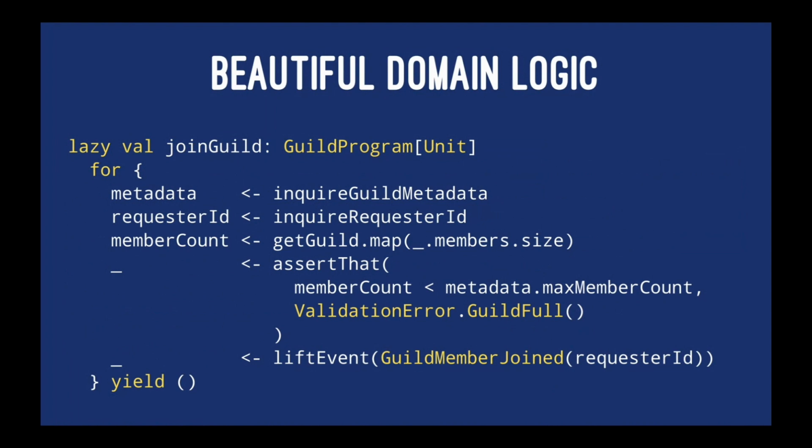So we have a simple program here that gets some metadata, some user information, checks the state, verifies that the request is valid based on the requirement, and lifts some event. And lifting the event is going to trigger the transition that also modifies the state.